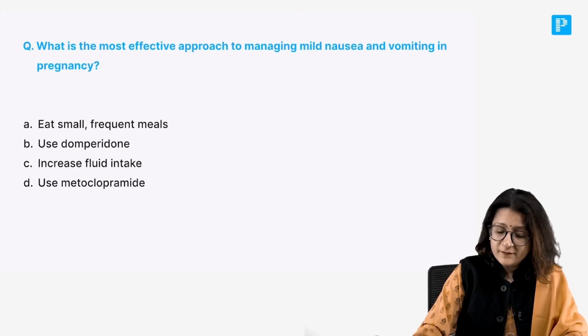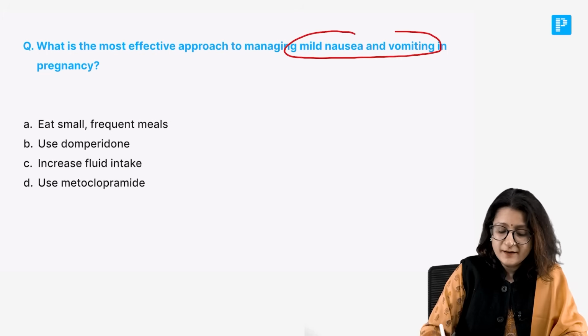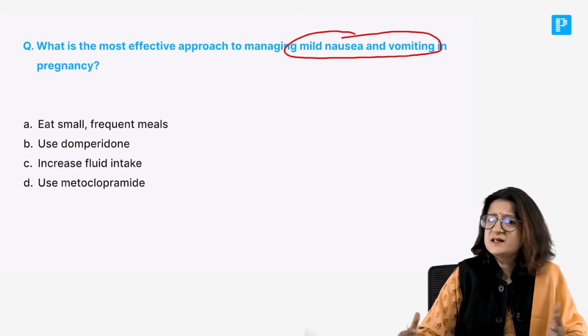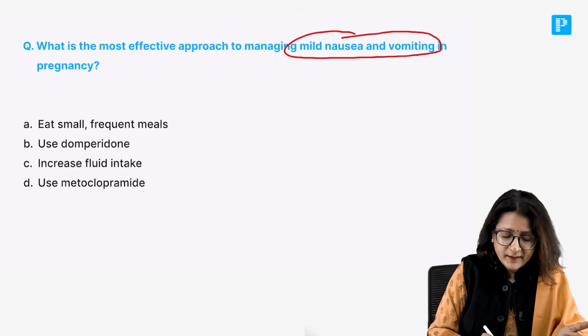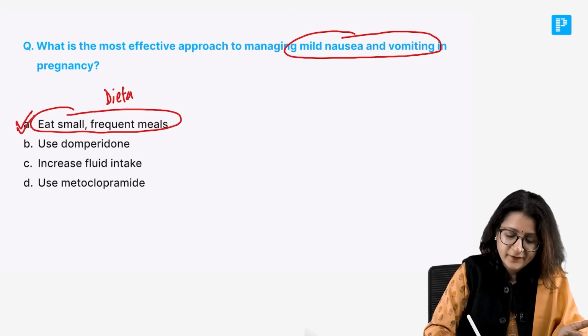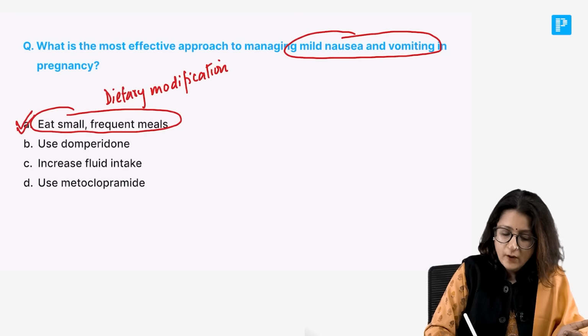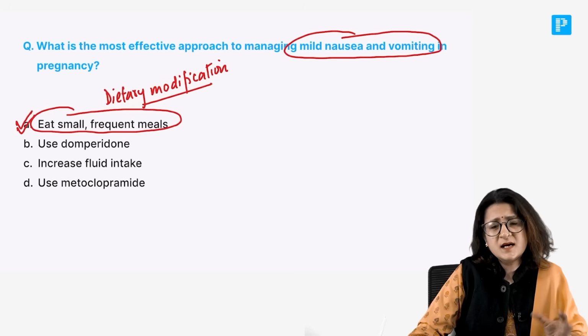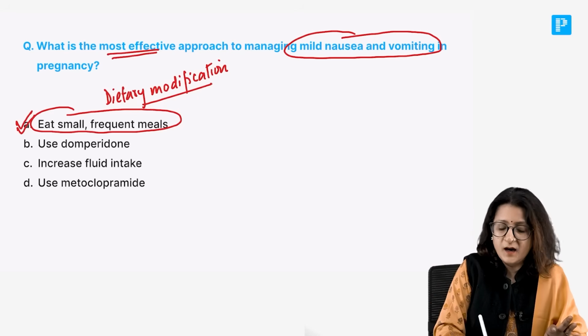What is the most effective approach to managing mild nausea and vomiting in pregnancy? So they are asking mild. That is very usual, that is very common. So we begin with dietary advice. We begin with dietary modification. Eating small frequent meals, avoiding the foods that cause nausea and vomiting in the woman. For most, this would be the most effective approach.